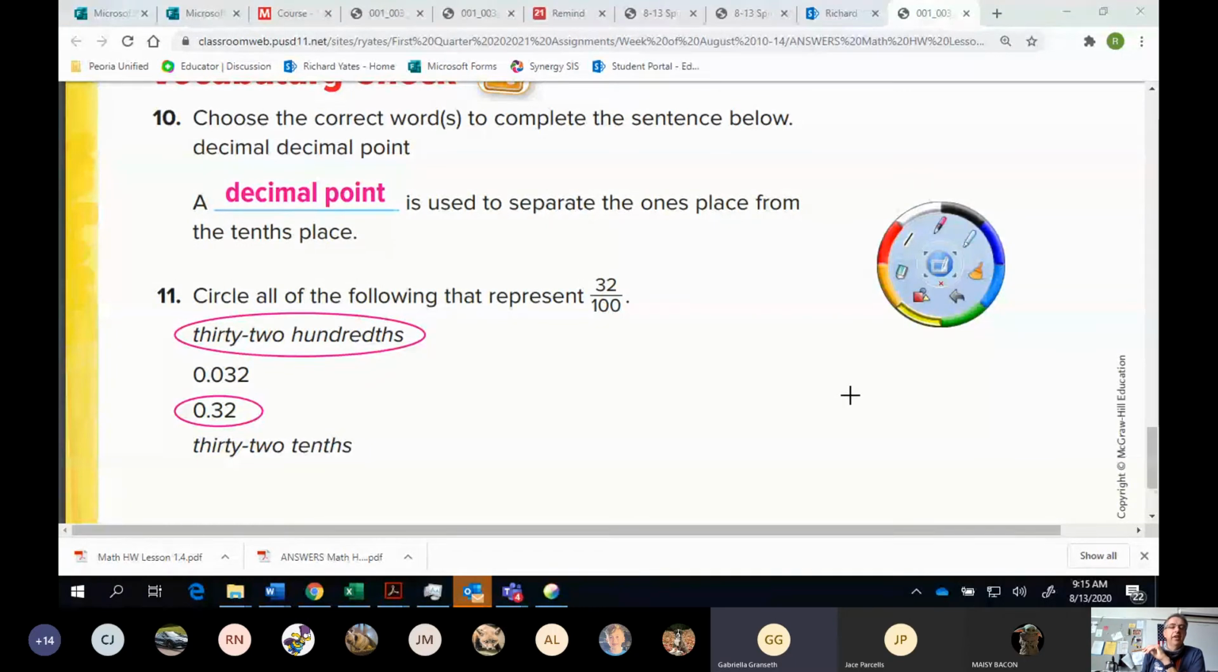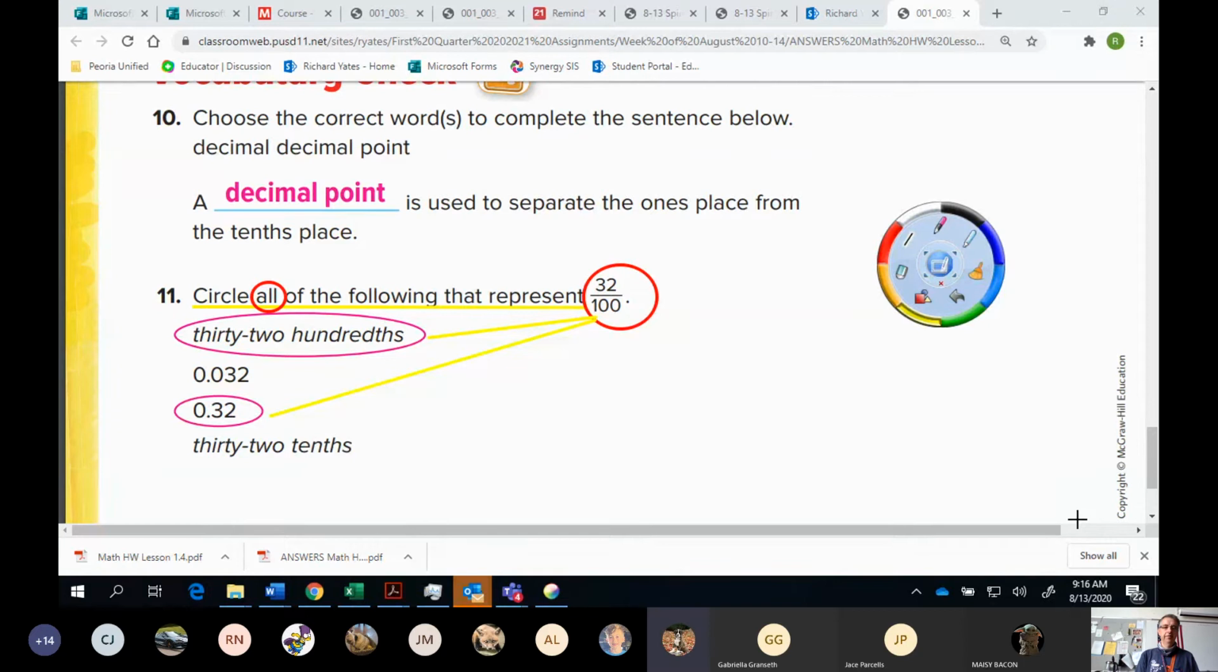That's good. We're going to go on to the next part here, which is circle all the following. And it's very important that you look at this one word here that may have tricked some of you up. All of the following. That means there's probably more than one correct answer. And if you notice, there is. The fraction 32 hundredths can also be word form and then the decimal. They're both right here, the correct answer. So make sure you have both of those circled. One is not all the way correct. You need to have both. Abby?